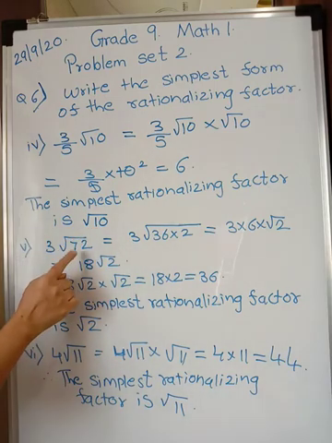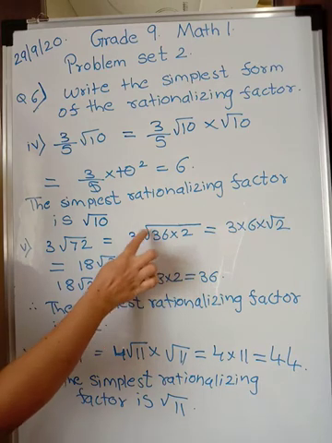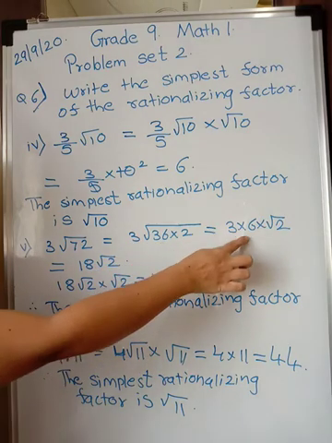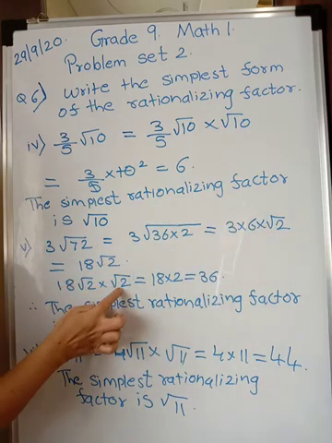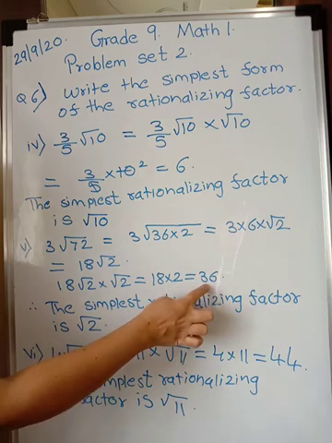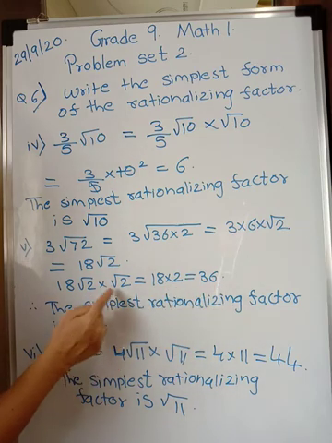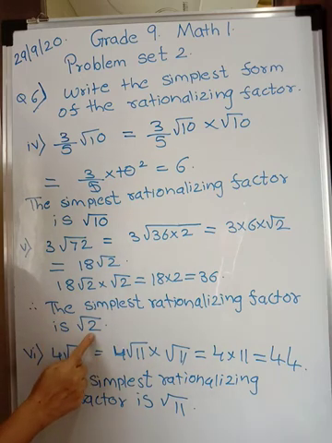Root 72. Immediately it should strike you, 72 is 36 into 2. Because 36 is a perfect square, 6 comes out. 3 into 6 into root 2, 18 root 2. This should be multiplied by root 2 so that this becomes 2 and you get again a rational number, 36. So by which number have we multiplied? Root 2. Therefore here the simplest rationalizing factor is root 2.